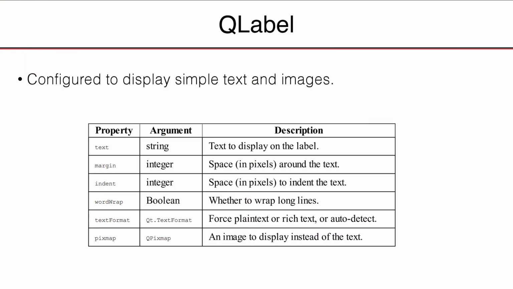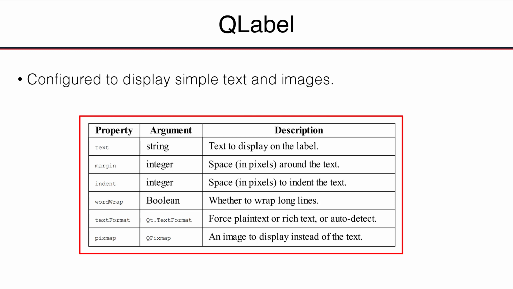Hey everyone, welcome back. The next widget in our list is QLabel. QLabel is a QWidget object configured to display simple text and images. And some of the commonly used QLabel properties are shown here.